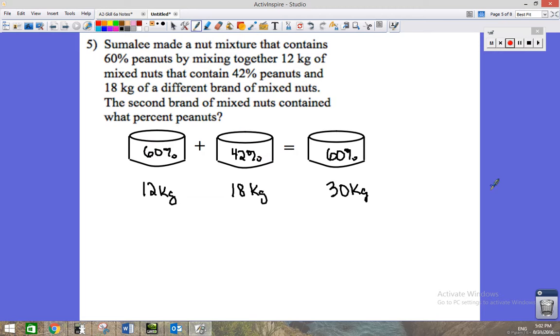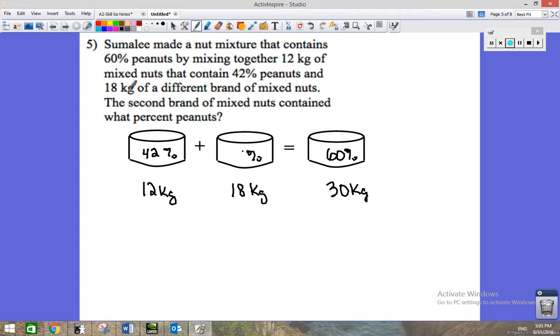Let's make sure that I've set this up right. And I haven't. I've got this 60% here. Okay, I've made a mistake, so let's back up. I'm getting a little bit tired. When you get tired, you're more likely to make mistakes. The 60% was the final amount. That's the mixture that Suma Lee made. Mixing 12 kilograms that was 42% peanuts. So this 12 kilograms, I should have had it labeled 42%.